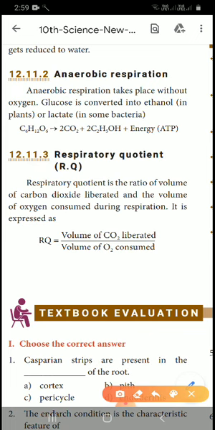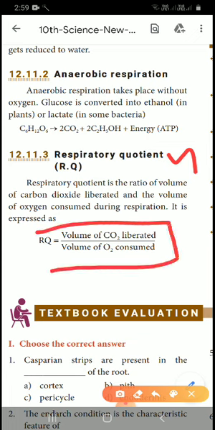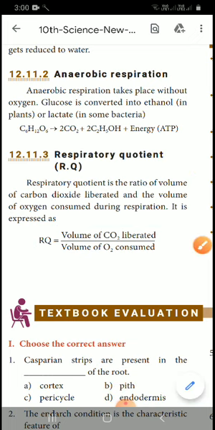Respiratory quotient is also an important question. Everybody should study this formula. RQ means respiratory quotient: the volume of carbon dioxide liberated divided by the volume of oxygen consumed. Liberated means released, consumed means taken in. In this process we call it the respiratory quotient.